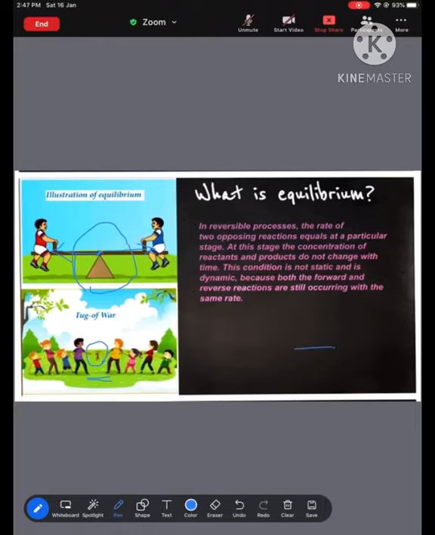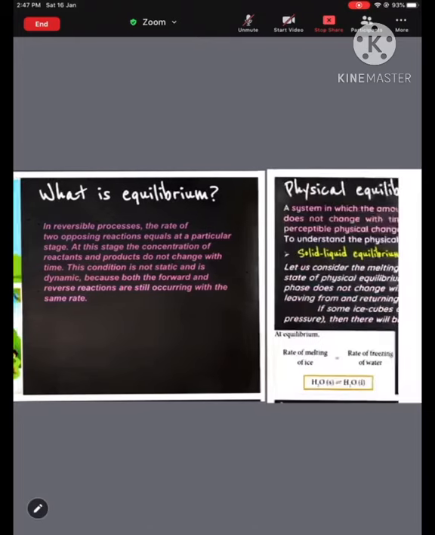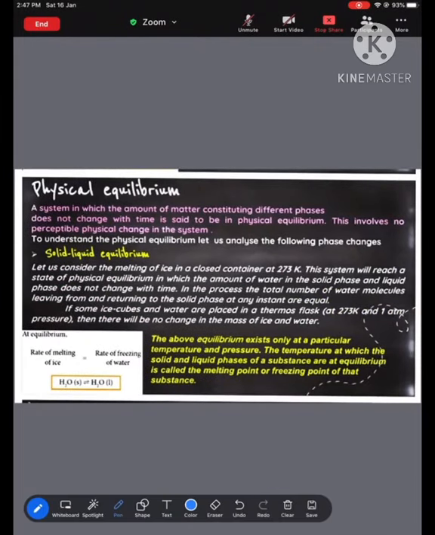So next we will see about this equilibrium, which can be classified into two types, physical and chemical equilibrium. First we will see physical equilibrium in detail. The definition for physical equilibrium is: a system in which the amount of matter constituting different phases does not change with time is said to be in physical equilibrium. So this involves no perceptible physical change in the system.